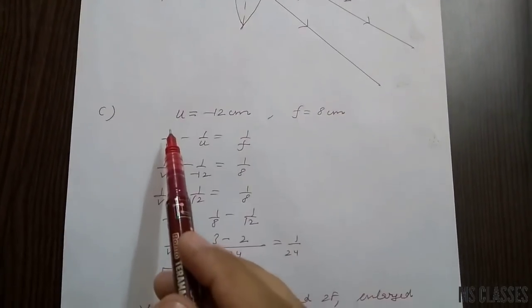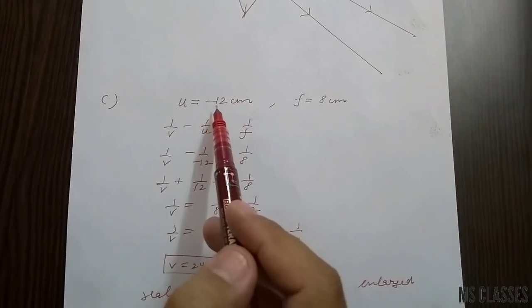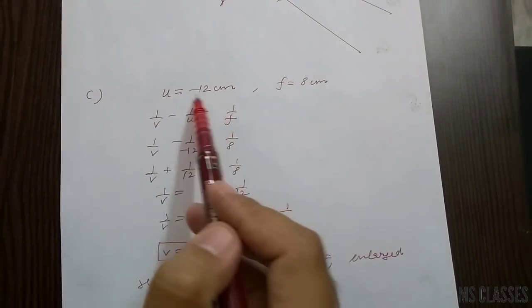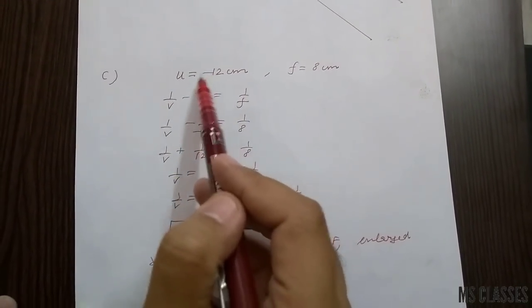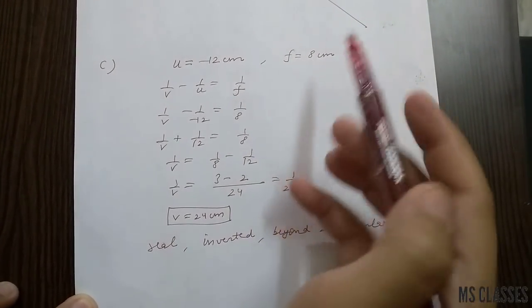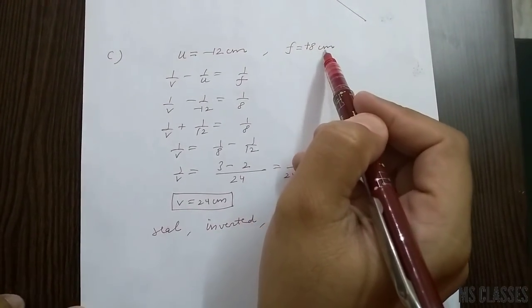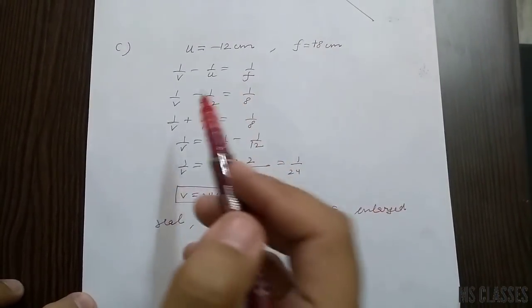Now the third part, an object is placed at a distance of 12 centimeter. So it means U is minus 12. So minus we have used because of the sign convention. From a convex lens of focal length 8. So convex lens is given. It means the focal length will be taken as positive. So we have to find the position of the image.